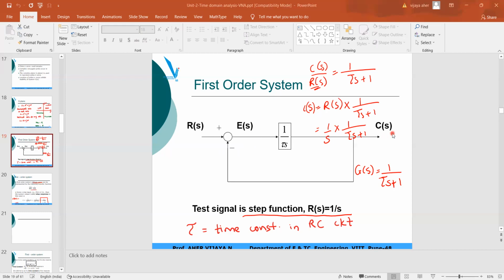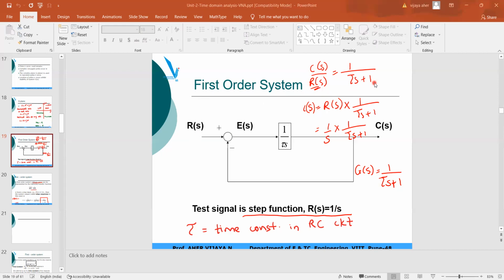Okay, now write the transfer function for this first order system. So how to write the transfer function for this first order system? Yes, the transfer function for first order system is nothing but you have to take the ratio of the Laplace transform of C of S to the Laplace transform of R of S. C of S is the Laplace transform of output, R of S is the Laplace transform of input. So the transfer function for first order system is C of S divided by R of S. So what is the equation for this? It is equal to 1 divided by Ts plus 1.